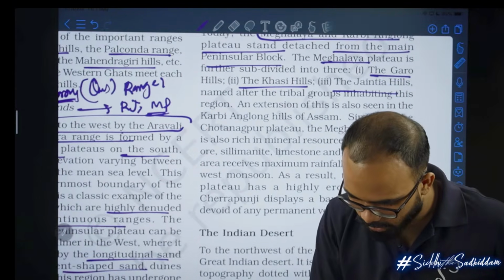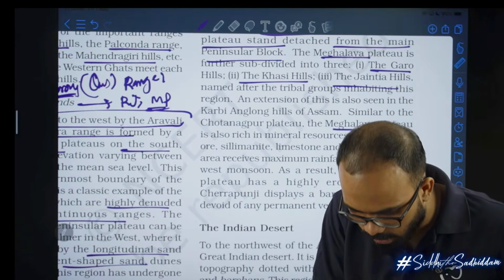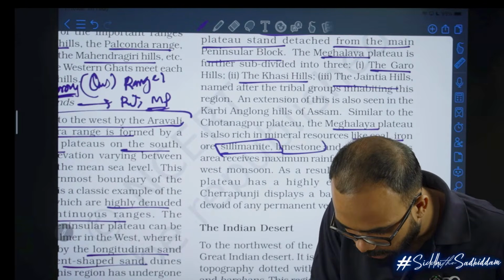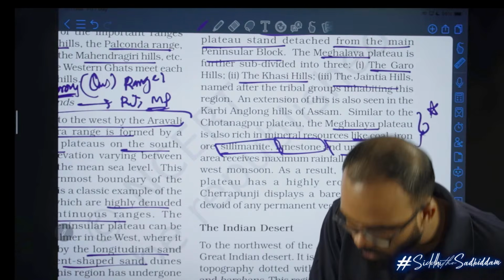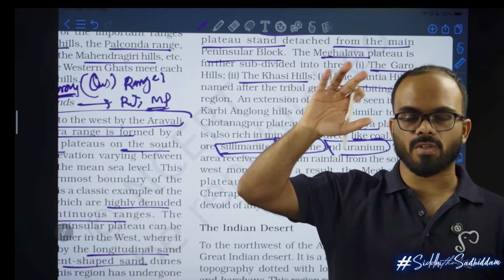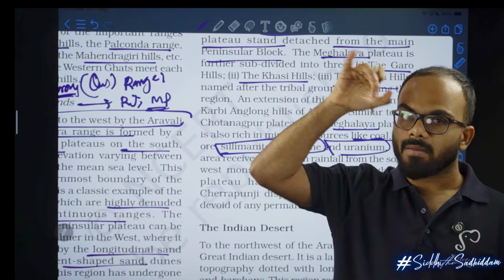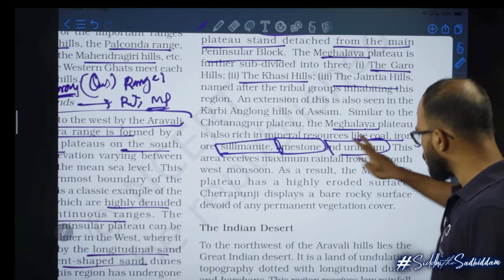Next is this part. Meghalaya Plateau has resources like coal, iron, sillimanite, limestone, uranium. This can be a question. We might get trapped at uranium. We might not be, see, limestone, coal, all these things we will mark. But we might get stuck at uranium and sillimanite. These two are also there.